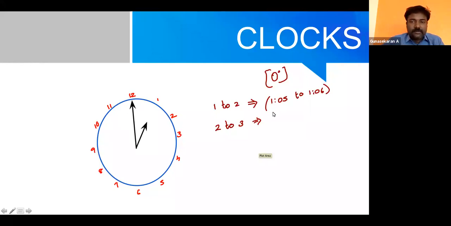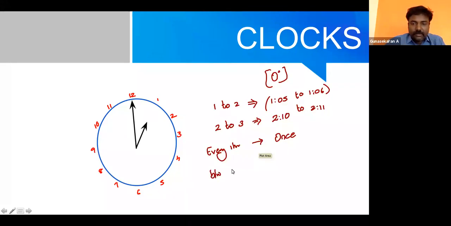Between 2 to 3 now, at what time does the 0 degree situation come? Around 2:10 to 2:11, right? Correct. So every 1 hour, how many times does the situation happen? Yeah, 2:10 to 2:11. Fine. Every 1 hour, how many times does the situation occur? One time, right?